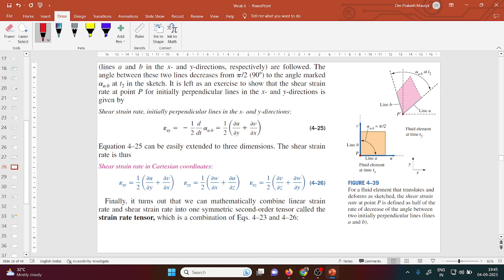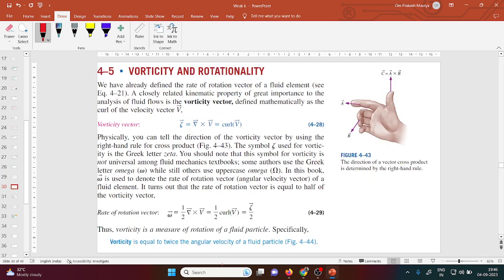The shear strain in the xy plane is half of del u by del y, the velocity in the x direction changing along y, plus del v by del x, the velocity in the y direction changing along x. So these things you observe always, and for the derivation you follow the book. So these are the concepts, and the vorticity concept is also there.